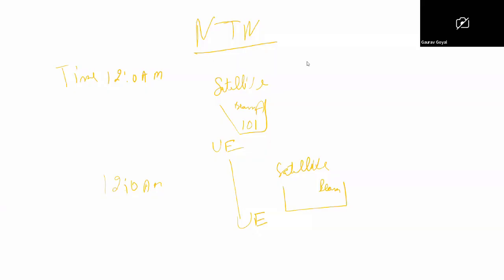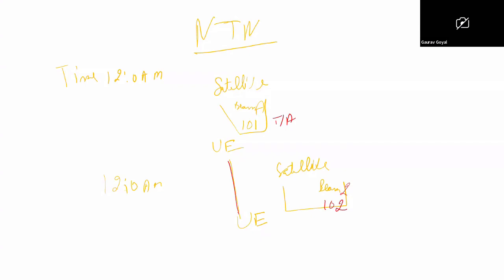Okay, thank you. Suppose beam A has TA 101 and beam B has TA 102, right? So you can see that the UE is still at the same location, but the network thinks that the TA has changed. So a tracking area update is required.